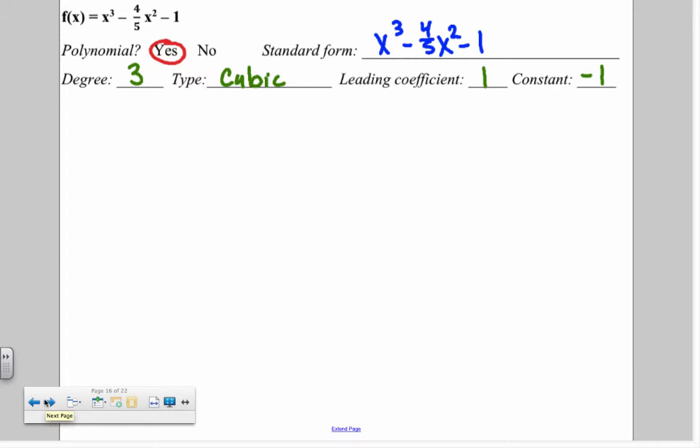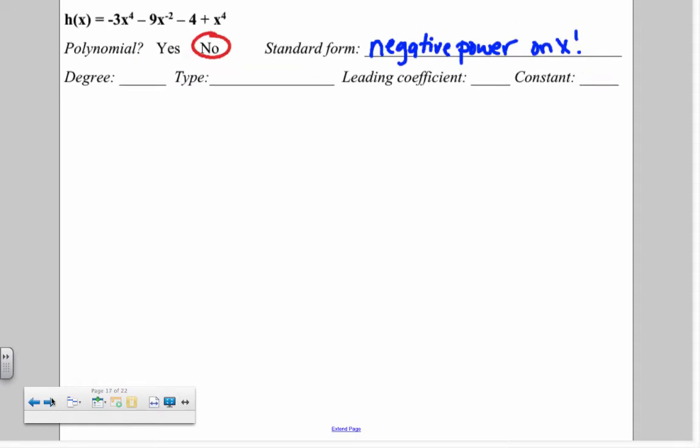Okay, pause the video again here. Try the next one. Okay, let's take a look at the answer. The next one is no. It has a negative power on x. Let's take a look at that. See that right here? Negative power on x, which means it is not a polynomial. It does not satisfy the definition of a polynomial.